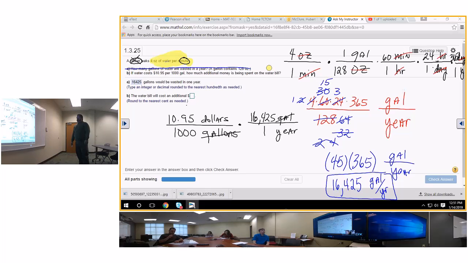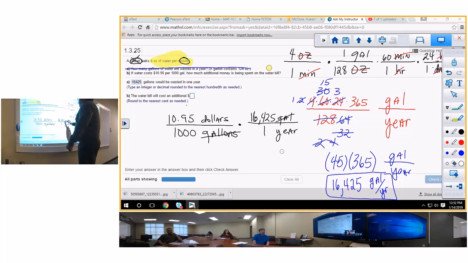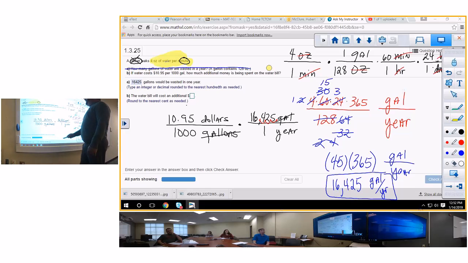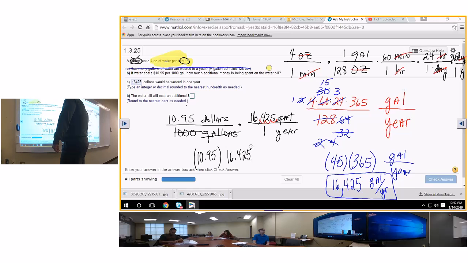So somebody take, we can use math here without a calculator. What do you do when you divide by 1,000? You move the decimal 3 places to the what? To the left. So that's going to be 10.95 times 16.425. And that's dollars per year.